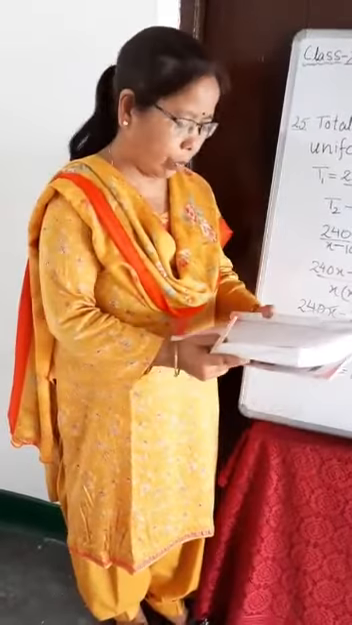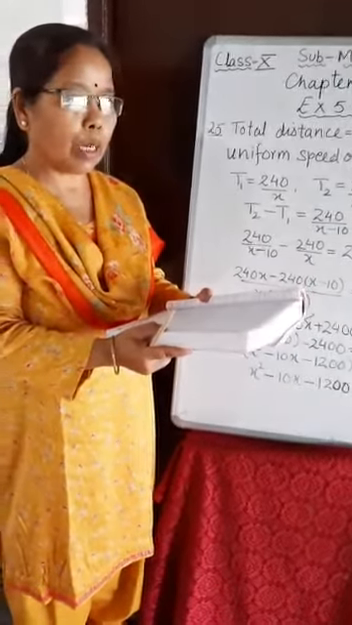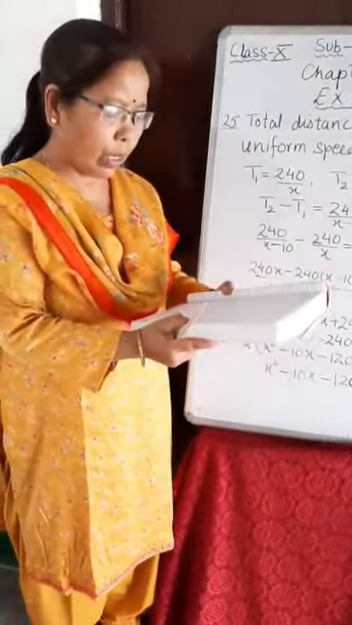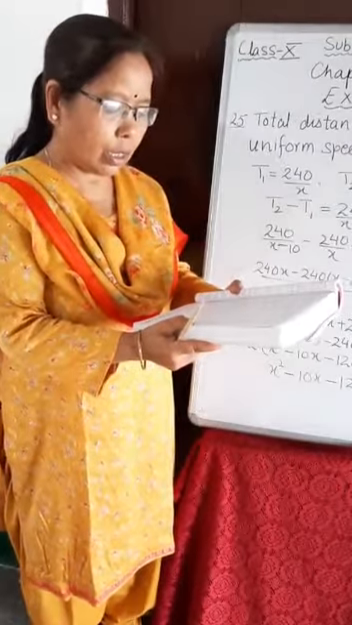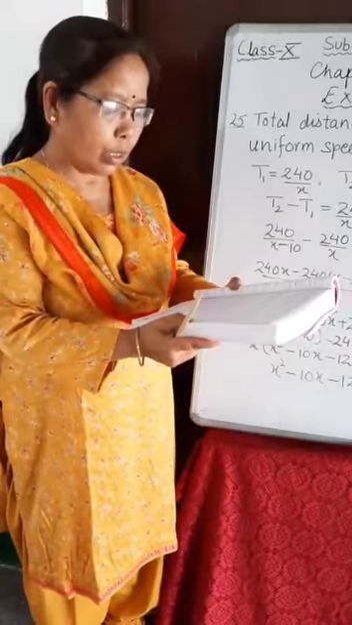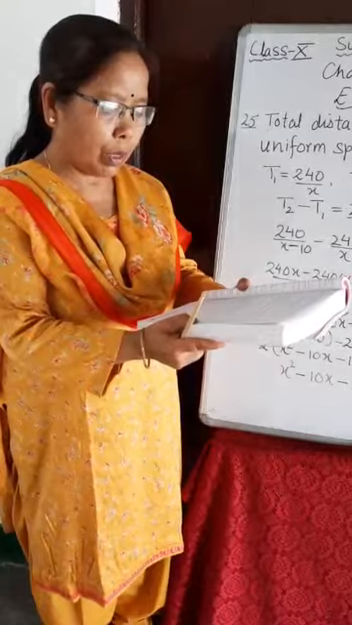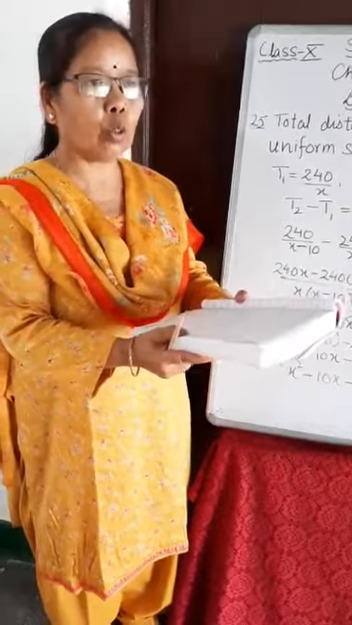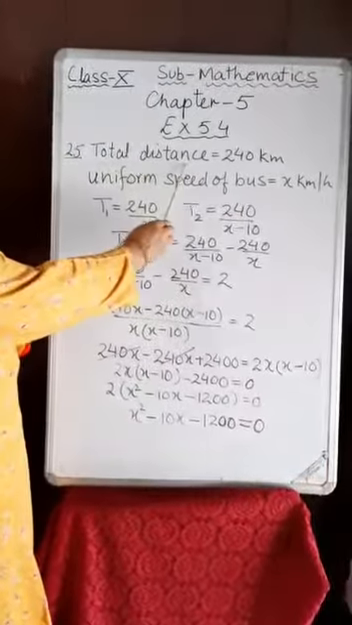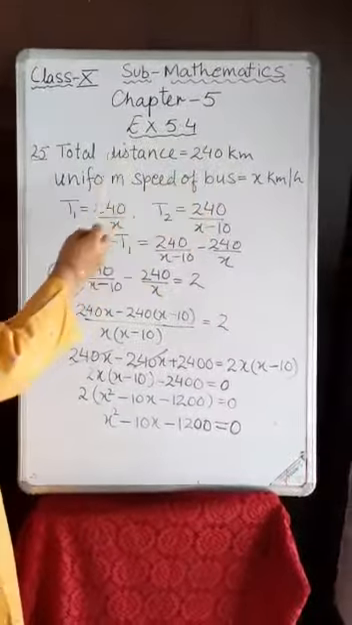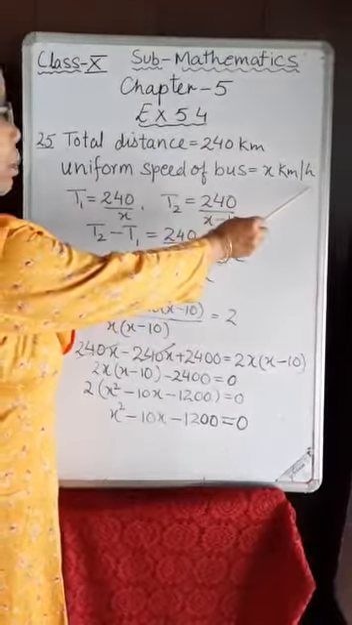Question number 25. Just see the question, everybody. A bus covers a distance of 240 km at a uniform speed. Due to heavy rain, its speed gets reduced by 10 km per hour, and as such it takes 2 hours longer to cover the total distance. Assuming the uniform speed of the bus to be x km per hour, form an equation and solve it to evaluate x. Now see over here, total distance is 240 km and, as the question says, the uniform speed of the bus is x km per hour.